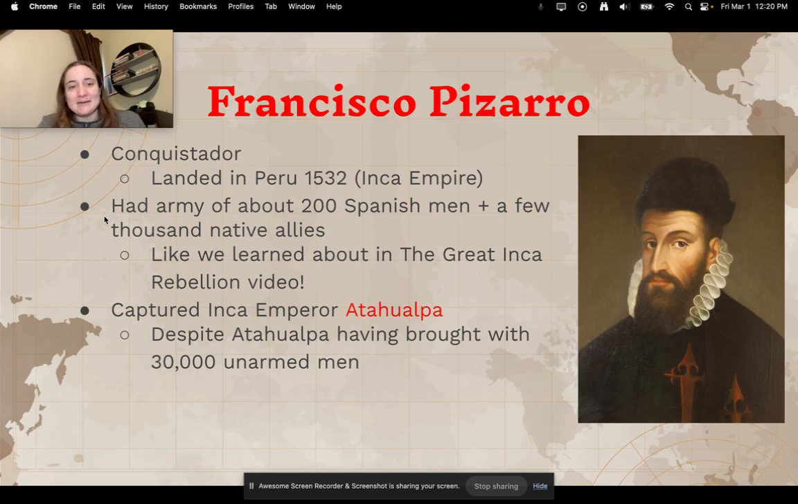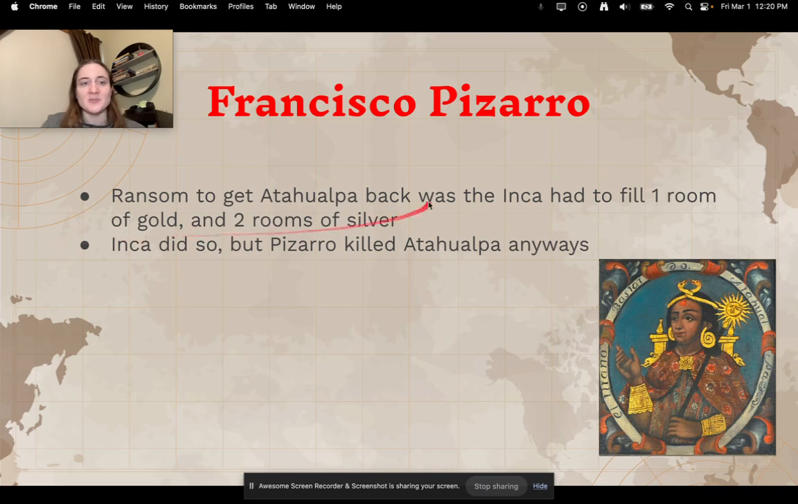So he captured Inca Emperor Atahualpa, and he did so successfully that Atahualpa even had an army of about 30,000 unarmed men, and Francisco Pizarro was even still able to capture Atahualpa with his not as many soldiers that were with him.